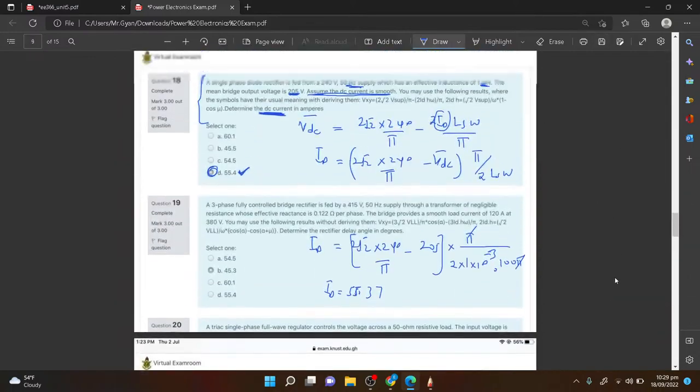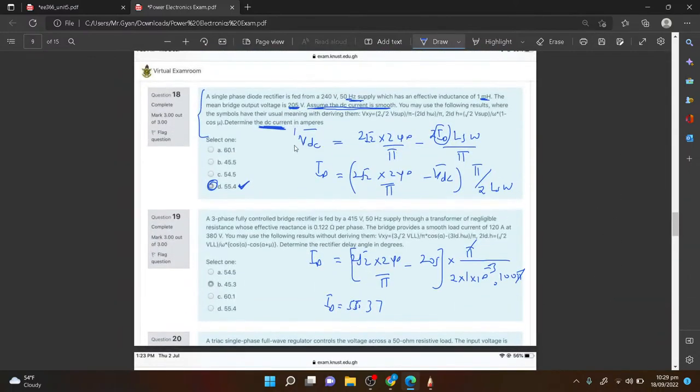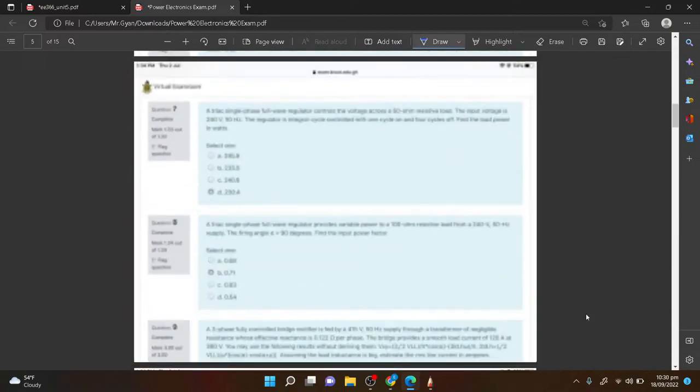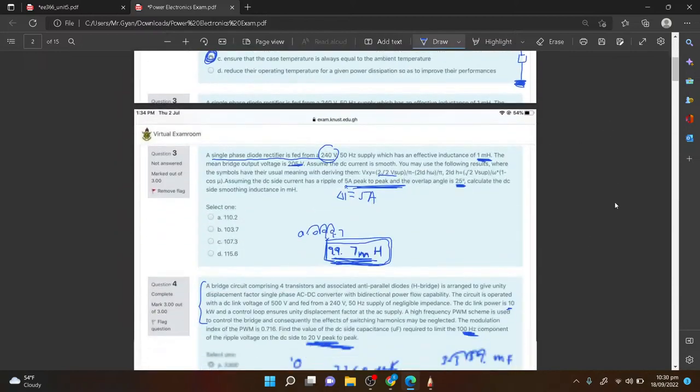So this is the solution. We are using the VDC formula here, but we know VDC. We are supposed to find ID rather, so make ID the subject. So pi, we know VDC is 205. Ls is the supply inductance, 1 milli. Omega is 2 pi f, 200 pi. All right, let's move on.